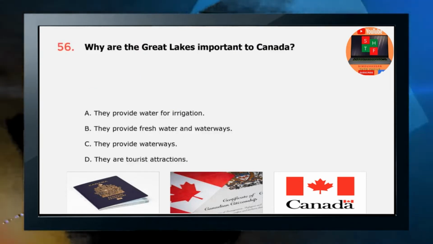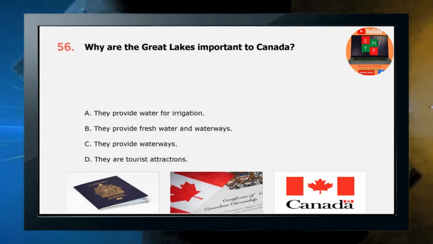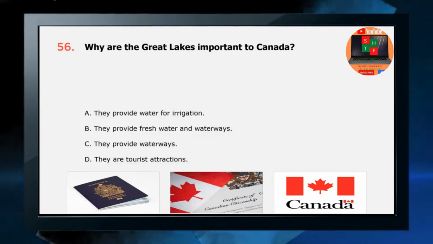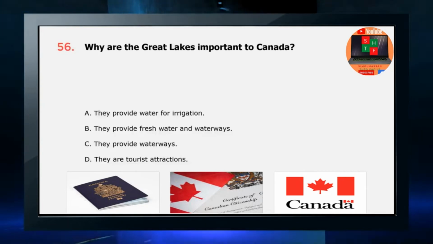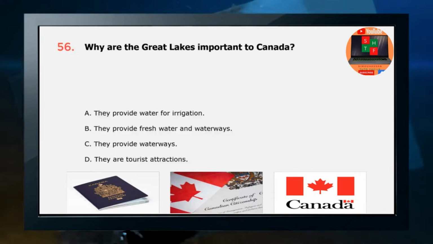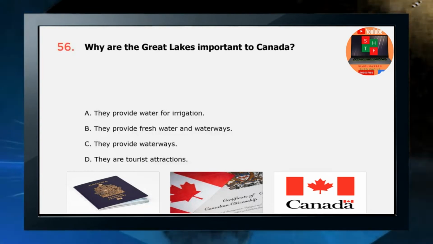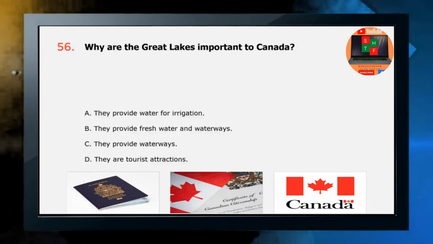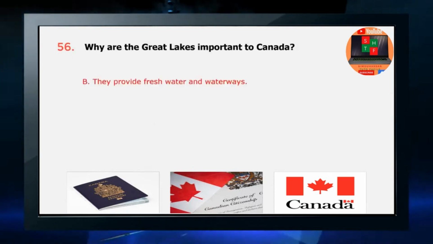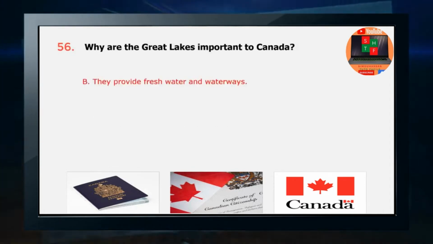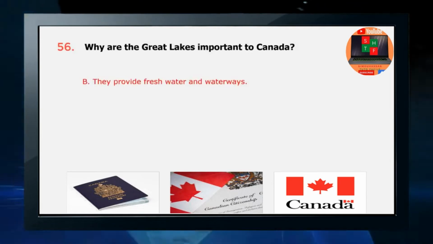Question 56. Why are the Great Lakes important to Canada? A. They provide water for irrigation. B. They provide fresh water and waterways. C. They provide waterways. D. They are tourist attractions. The answer is B. They provide fresh water and waterways.